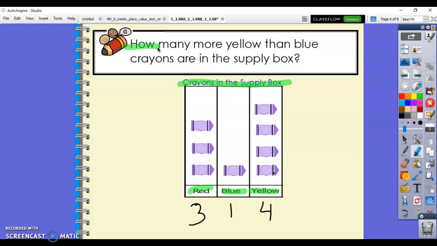So look at my blue, I have 1. Look at yellow, I have 4. So if I put my line here, above that I have 1, 2, 3 more yellow crayons. 3 more. I can also figure this out by doing 4 minus 1 equals 3.